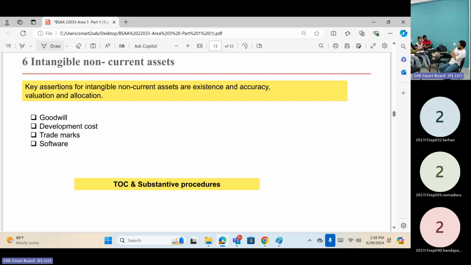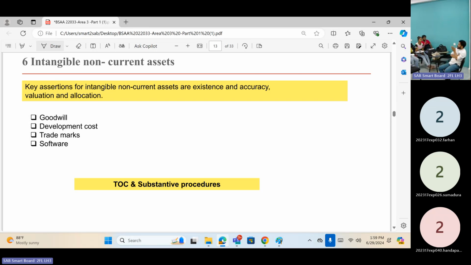Let's say one company is purchasing some brand. So Softlogic purchased Embark brand from Otara. Whatever the price they have given to that brand can be capitalized as a trademark. So at the point of acquisition, you can capitalize. So that's an example.